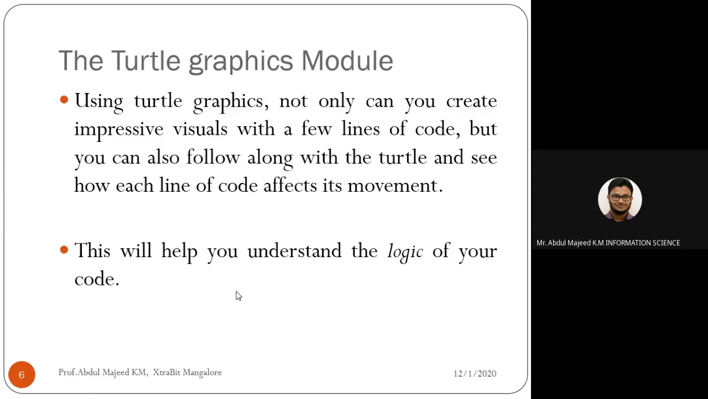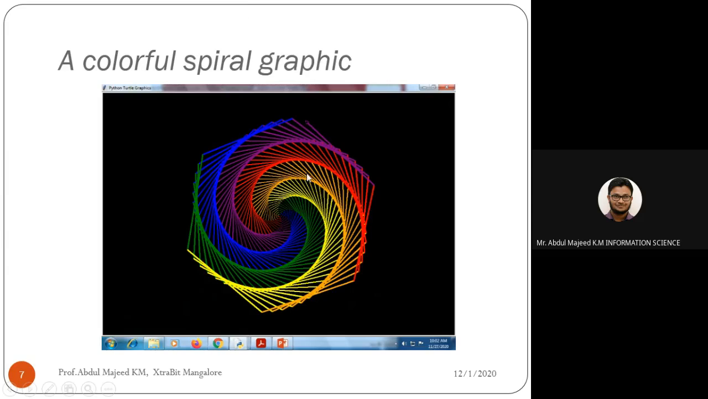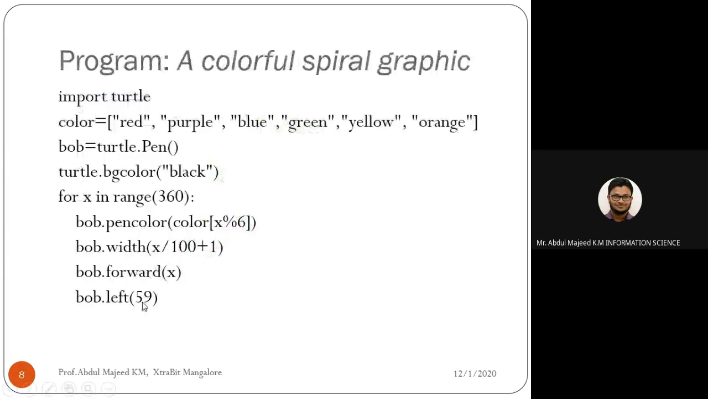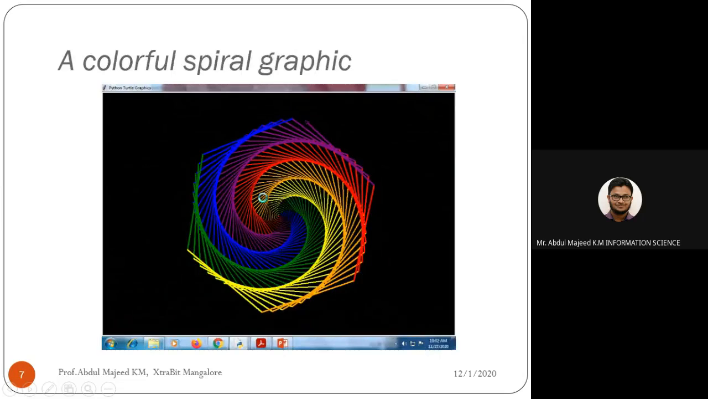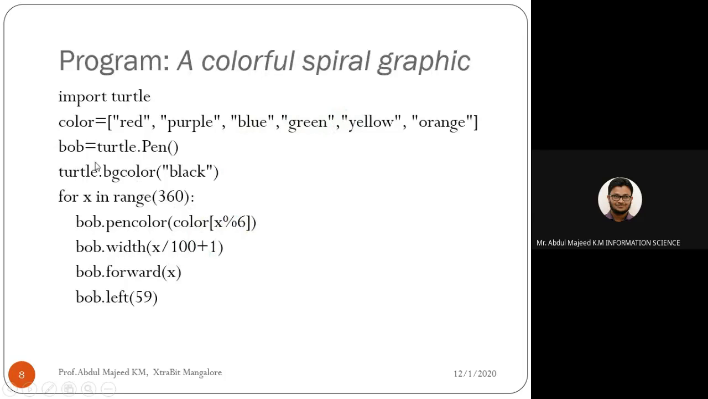Okay, so for example, if you want to draw this particular graphic pattern, I mean a colorful spiral graphic, how is it possible in Python? This is very good, right? Looks very nice. So how to create this particular graphic? For that, you have to use this particular code. So when we write such a beautiful code, we can see a beautiful graphic or pattern. When you change this particular value here and there, the pattern will change, you will get a new output, so you can observe the output.